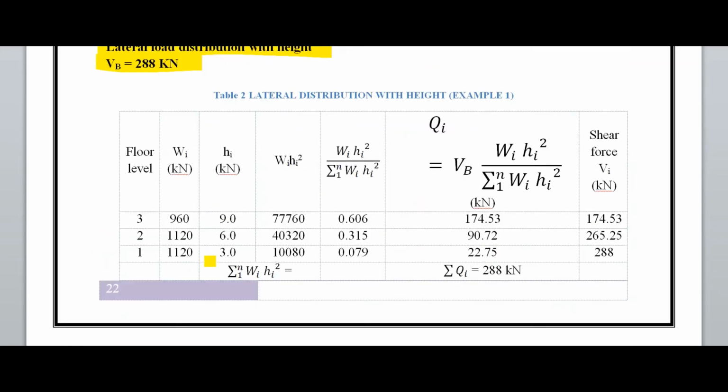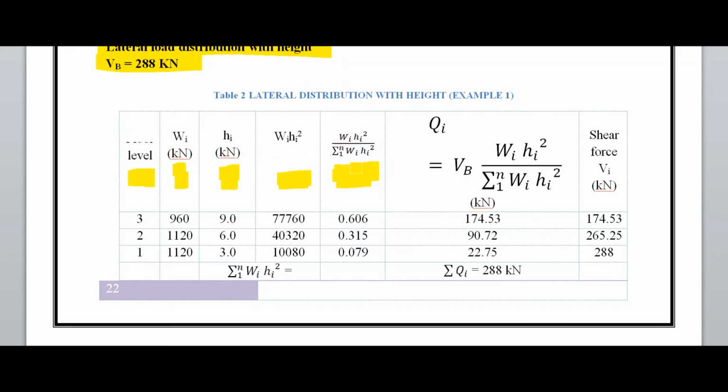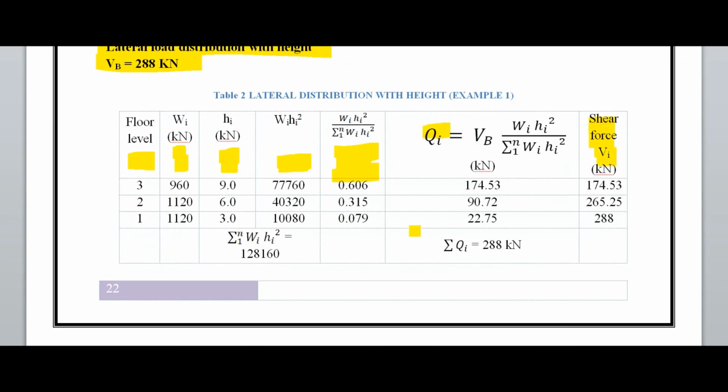I just made a table with columns: floor level, Wi, hi, Wi hi square, sigma Wi hi square, Qi, shear force. Floor level 3 means the roof, where Wi is 960, which we calculated earlier as the lumped weight of the roof. Then 1120 for the first and second floors. The heights are 9 meter, 6 meter and 3 meter.